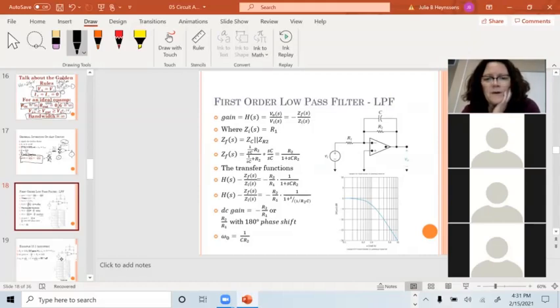First order low pass filter. So I can use the same circuit. It's just an inverting op amp. In this case, my ZF is the parallel combination of this capacitor and resistor. My ZN's what's hanging off the negative terminal. It is just a resistor. The feedback impedance is the impedance between the negative input and the output.